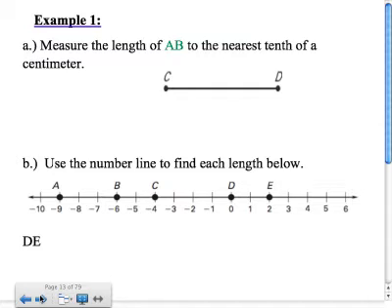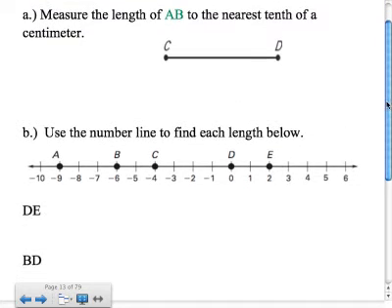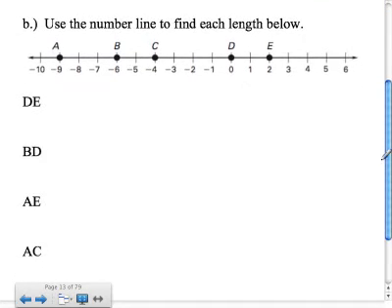It says measure the length to the nearest tenth of a centimeter. Again, you can pull out a ruler and do that if you want. We're not going to do much more beyond that. Really what we're going to be more focused on is example 1, part B, where it says use a number line to find each length. So I want to find the length of DE. You could simply do this by just going from D to E. You go 1, 2 units.